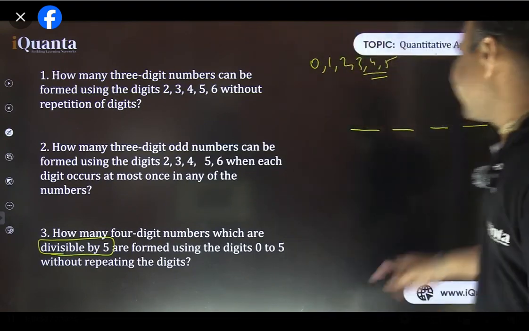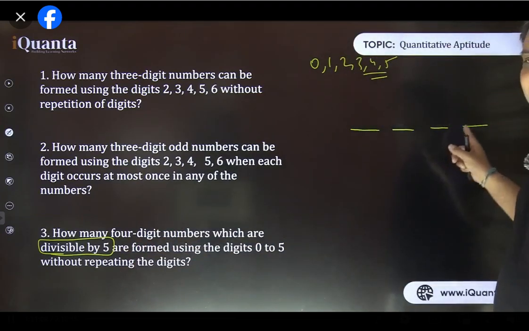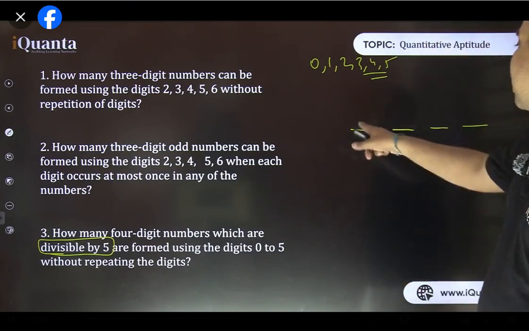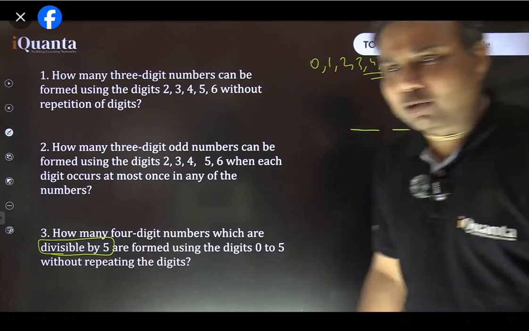The constraint is there at the ones place, right? Because we want the number to be divisible by 5. So in the last place, either it can be 0 or 5, right? But there is another constraint for the first place, or thousands place, because it can't be filled with the digit 0 also. Okay, so these are 2 constraints.